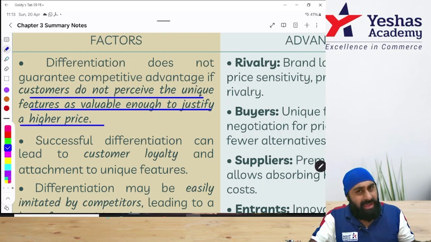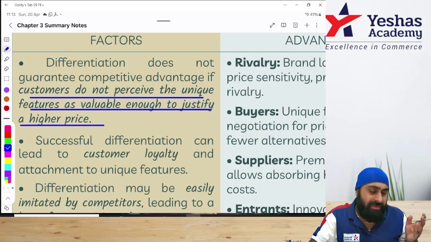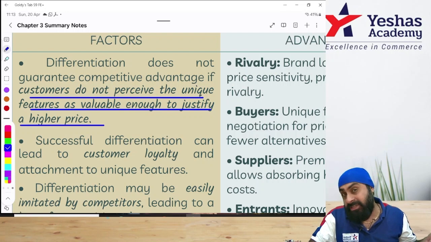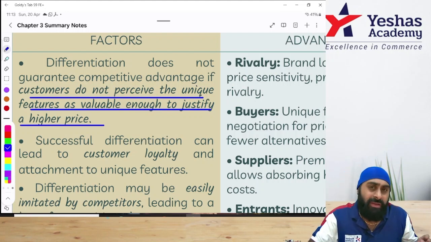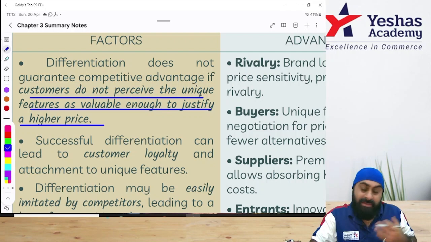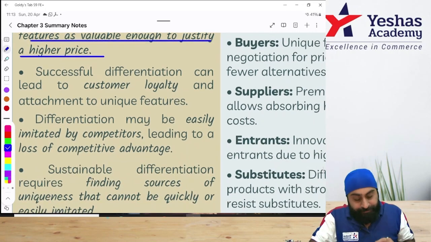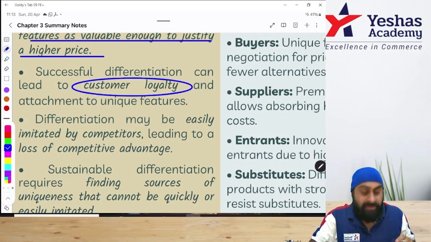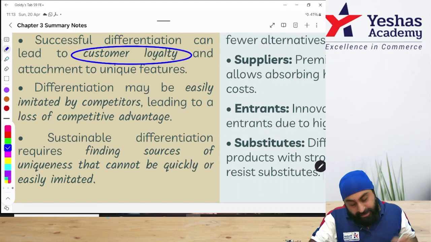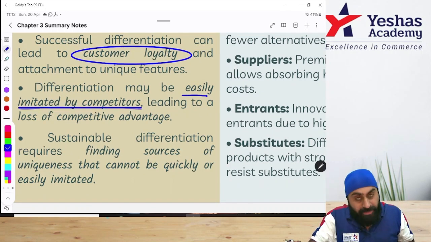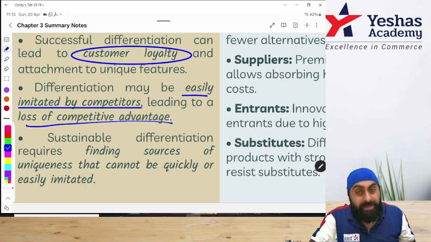Because for Siri, if I have to pay 40,000 rupees extra, as a customer, I don't feel that is a unique product because Amazon Alexa can do that, Google Assistant can do that. Why should I pay you an extra 20,000 or 40,000? So as a customer, I don't find it unique. Second, if you create good differentiation, there will be customer loyalty. The customer will stick with you. Second, differentiation, if it is easily imitated by competitors, I am not interested to jump into the market because I will lose the competitive advantage very soon.